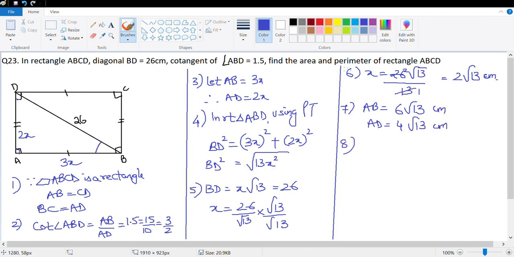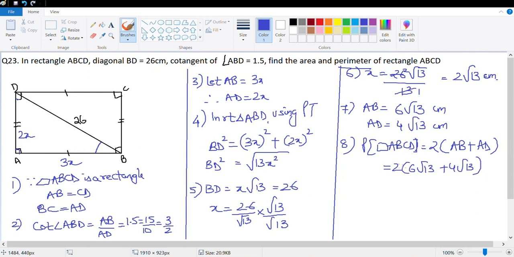Done. What we need to find is the perimeter. So perimeter of rectangle ABCD would be equal to 2 times AB plus AD. In this case, 2 times 6 root 13 plus 4 root 13, which is 10 root 13, which means this is 20 root 13 centimeter. So perimeter is equal to 20 root 13.